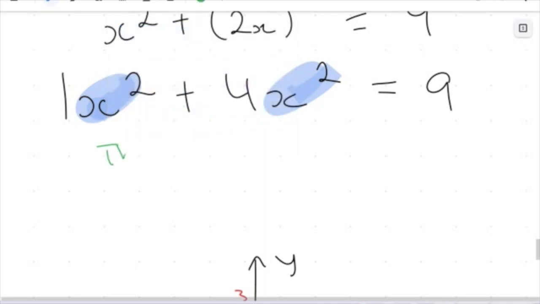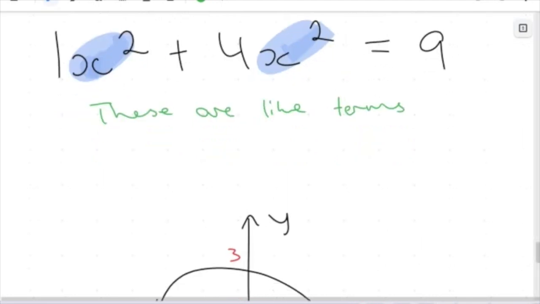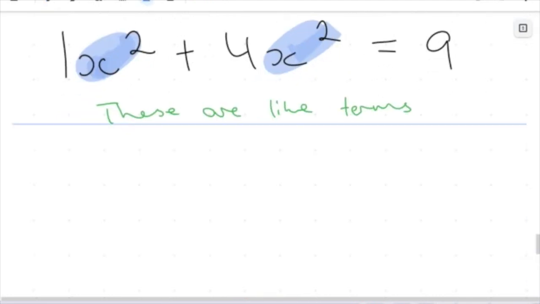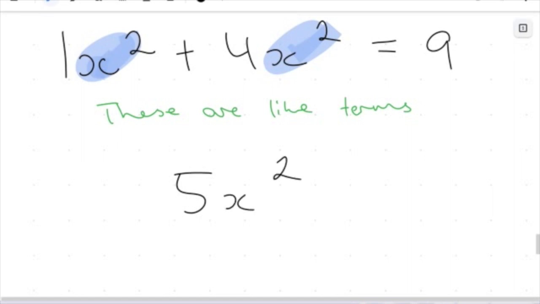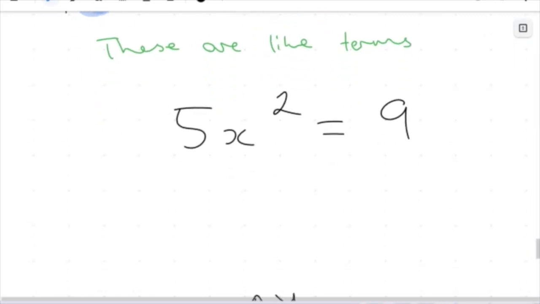But these are like terms, because they are both x squared. Now, algebra tells us when I have like terms, I can add or subtract the coefficients, the numbers in front. So what I'm going to do, this is hopefully a revision for a lot of you: 1 lot of x squared plus 4 lots of x squared gives me 5 lots of x squared, and that equals 9.